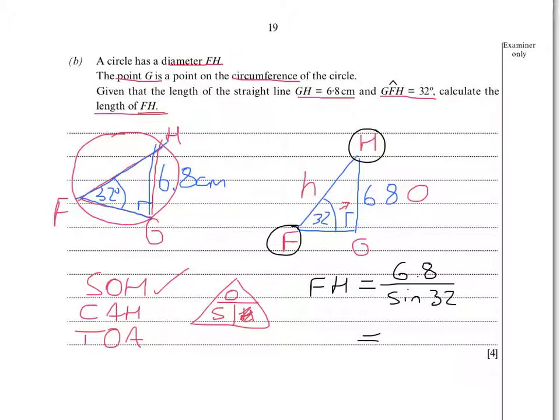And if I put that in the calculator, just checking, that's 12.83, and so on. Because the number in my question was to 1 decimal place, I'm going to put my answer to 1 decimal place. I'm going to say 12.8, and we're working in centimeters. There you go for 4 marks.